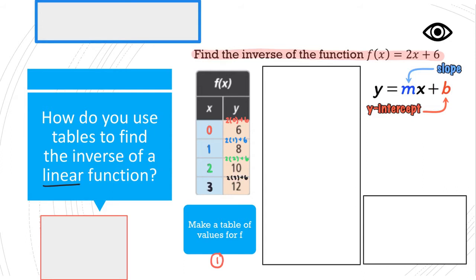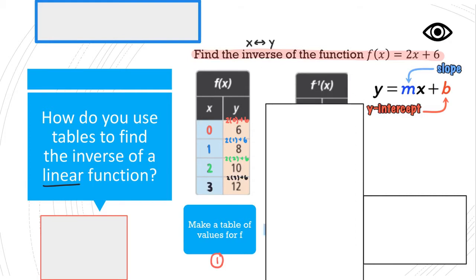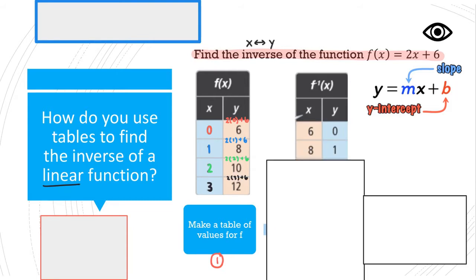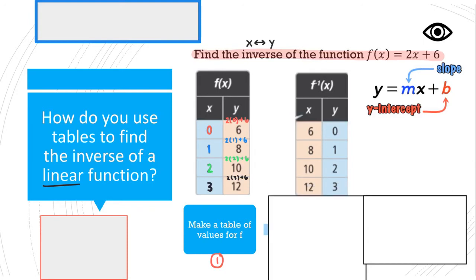Step 2 here is surprisingly easy. It is basically doing what the definition of an inverse is. An inverse, as a reminder, is where we are switching our x's and our y values. So when I create a table, I am literally going to switch my x's and my y's. So take a look at what happens here. In the first column, my original function had 0, 6, now I have 6, 0. In my second line, I had 1, 8, now I have 8, 1. We are literally just switching the x's and the y's.